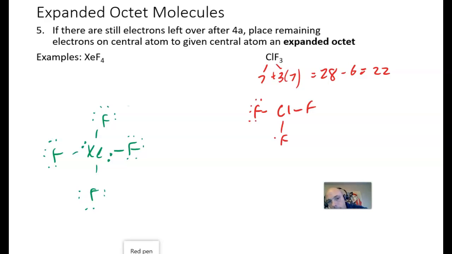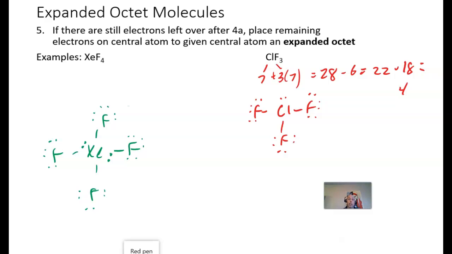And that's 6 that I put on all atoms but hydrogen, which gets me to 18. So I've drawn 18 electrons. I know when I have remaining electrons, which there are 4 of remaining, I put them on the central atom until it has an octet.